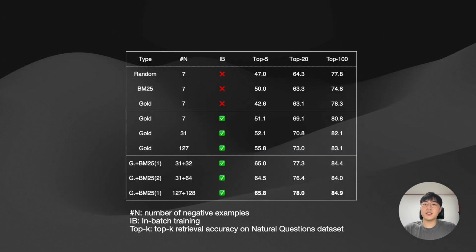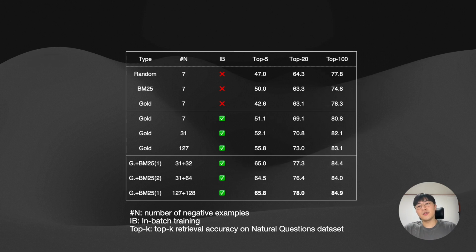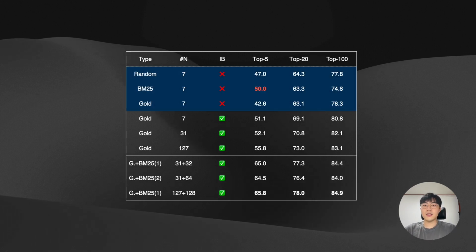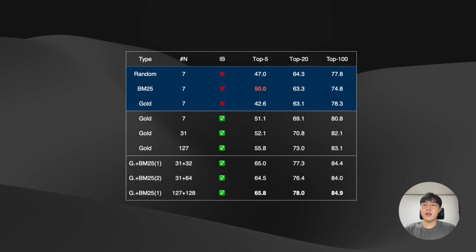This table shows the experimental results of different training schemes. Number n refers to the number of negative examples, IB refers to the usage of in-batch training, and top K columns refers to the top K retrieval accuracy on the given question answering dataset, which is called natural questions. Let's look at the very first block of the table. All three different methods use 7 negative examples, and in-batch negative training is not used.